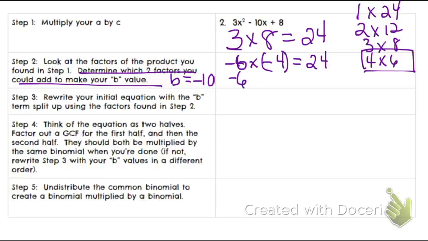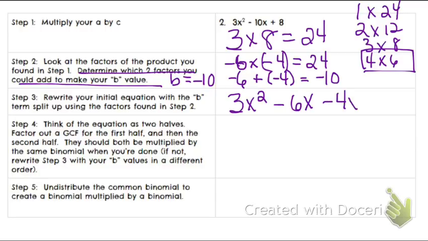And negative 6 plus negative 4 is negative 10. So far, so good. Step 3: rewrite your initial equation, the 3x squared minus 10x plus 8, but my b value is going to be split up into the negative 6x, minus 4x plus 8. All I did is take this initial equation and take that negative 10x and say that's the same thing as negative 6x minus 4x.